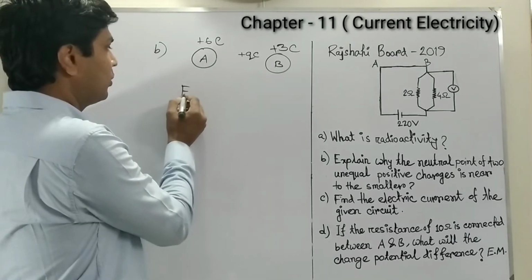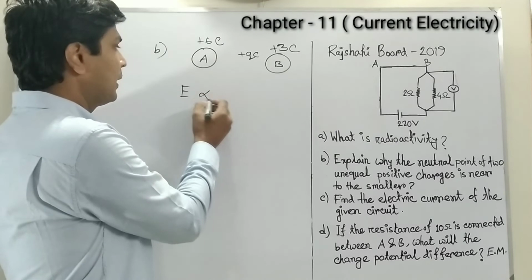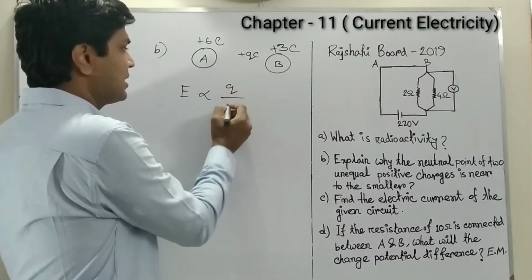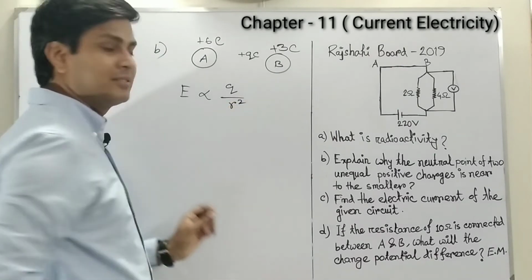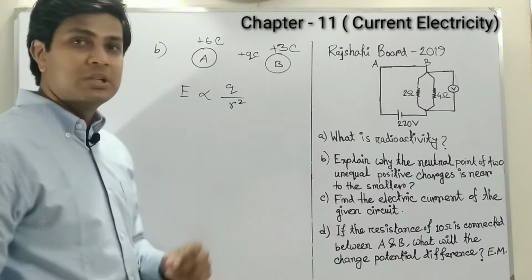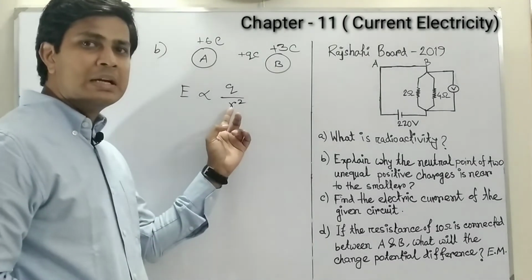And again we know electric field intensity E depends on two quantities, which are charge and distance. Electric field intensity E is proportional to charge and inversely proportional to the distance.